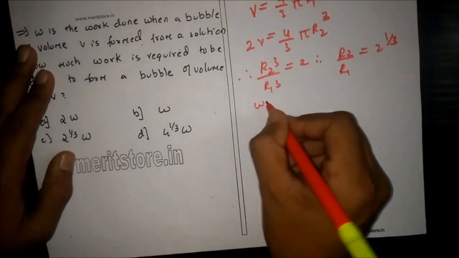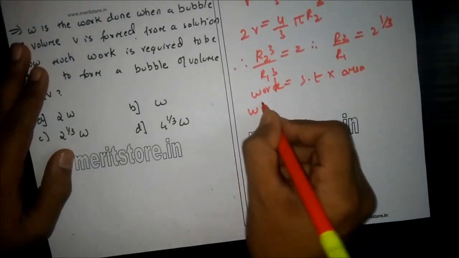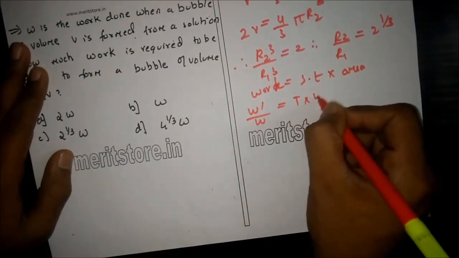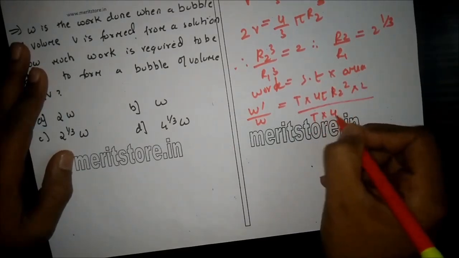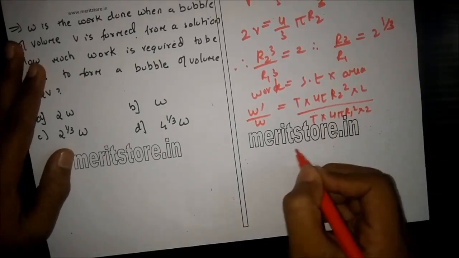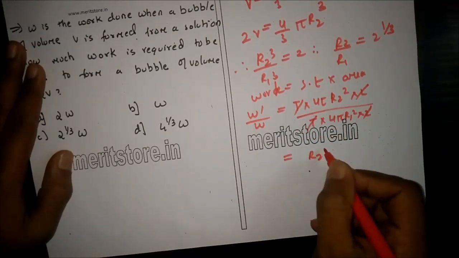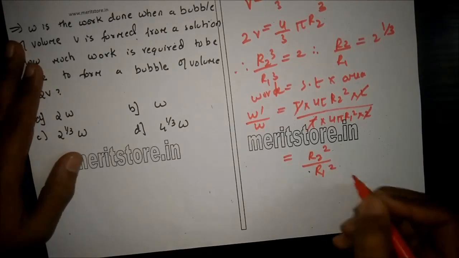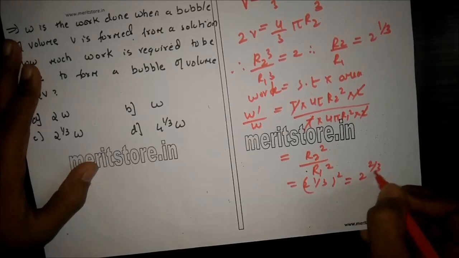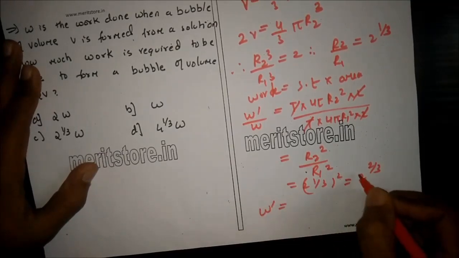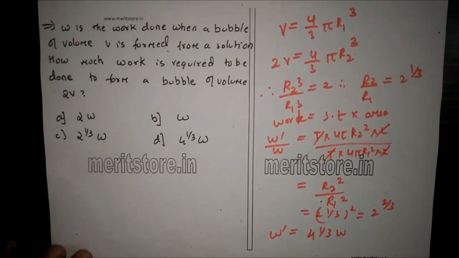Now, the work done will be equal to the surface tension into the area. Therefore, W dash upon W will be equal to T into 4 pi R2 square into 2 upon T into 4 pi R1 square into 2. The 2 will get cancelled and T will also get cancelled. We get R2 square upon R1 square, which is equal to 2 raised to 1 by 3 the whole square, which is equal to 2 raised to 2 by 3. Therefore, W dash will be equal to 4 raised to 1 by 3 W. Therefore, here the correct answer will be option D.